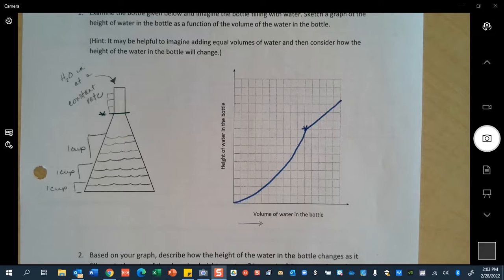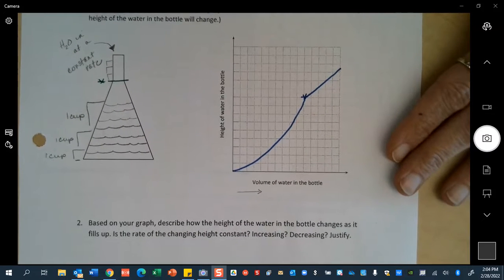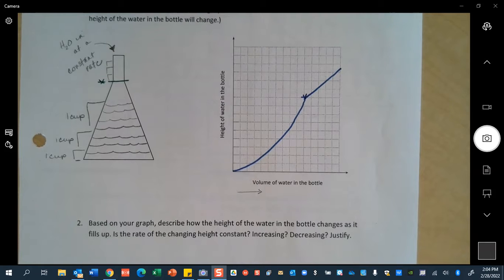All right, so take a minute and digest what I'm saying and impress me with your description of how the height of the water in the bottle increases, or how it changes as it fills up. Use the word constant, use the word increasing, use the word decreasing.